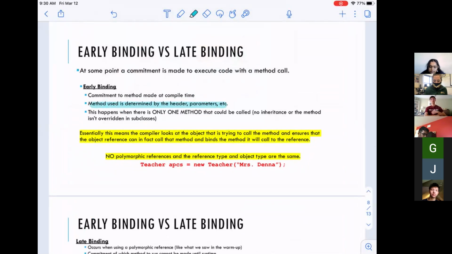This is going to happen when there is only one method that could be called. So we have no inheritance going on. There's no overriding. There's only one option. The compiler looks at the code and it knows, oh, you're a pig. You're going to call the pig method rollInMud. Or this is a string and the string is calling the method toUpperCase. Easy peasy, no big deal. This happens when there are no polymorphic references. The reference type and the object type are the same. There's no confusion as to what's getting called.